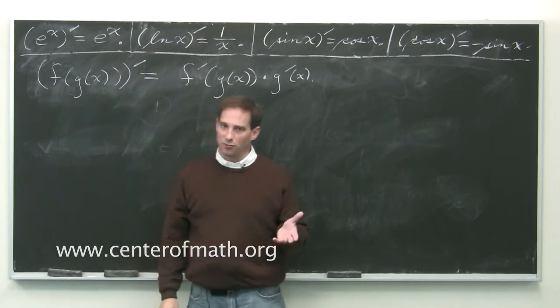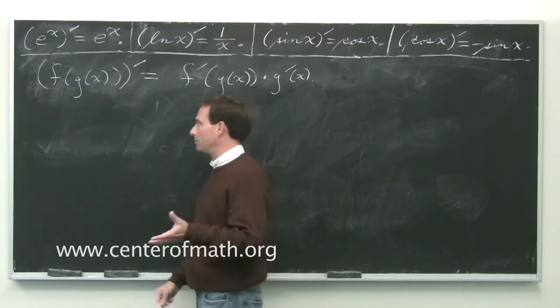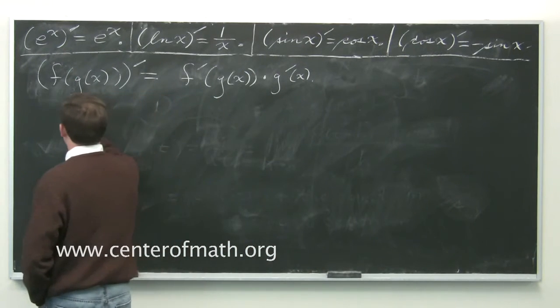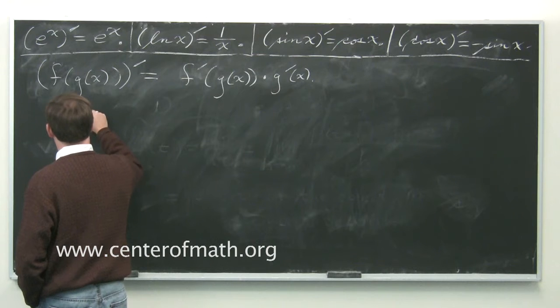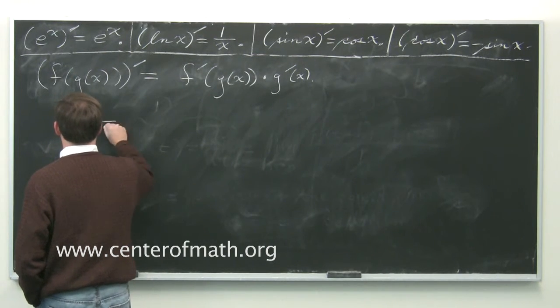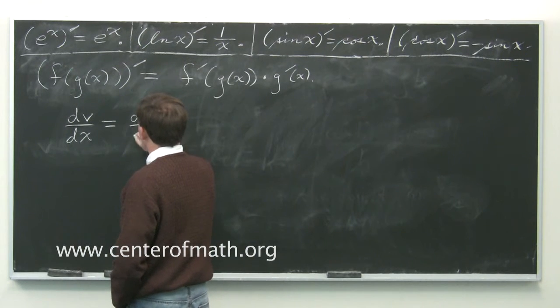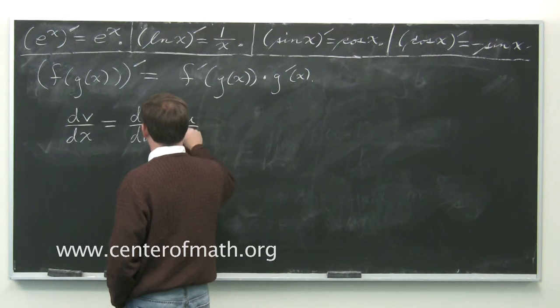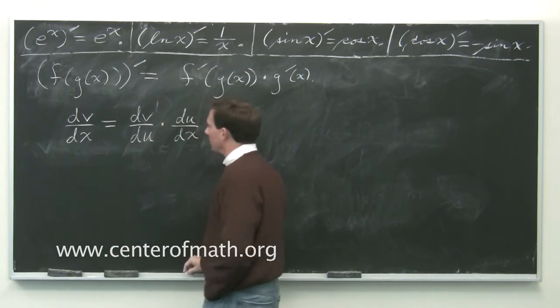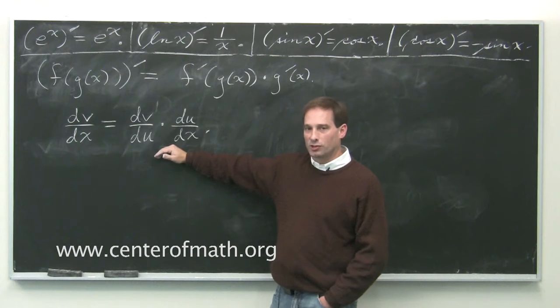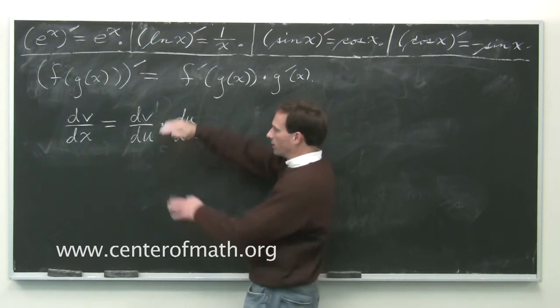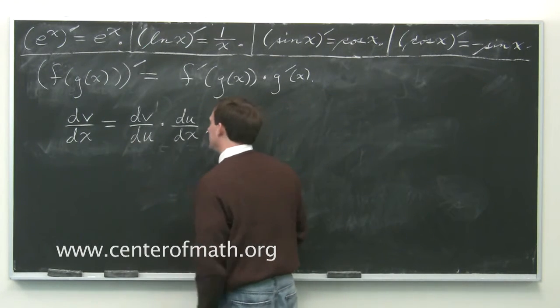In the other notation for derivatives, the one with the d's in it, Leibniz's notation, this becomes very much easier to remember. It looks like cancellation of fractions, and that is more or less how the proof of this goes. That is what the chain rule looks like in Leibniz's notation. It looks like these du's cancel and you end up with dv dx.